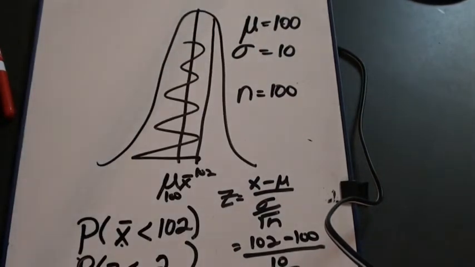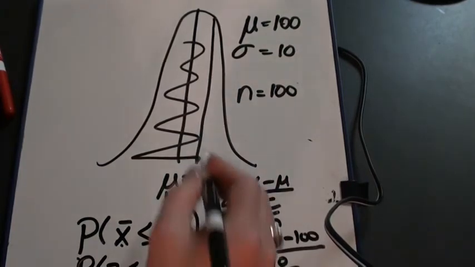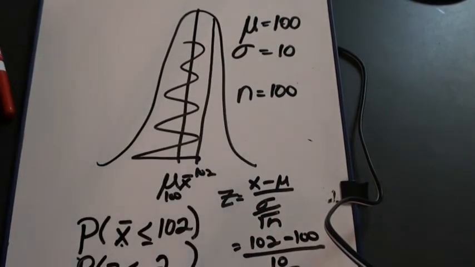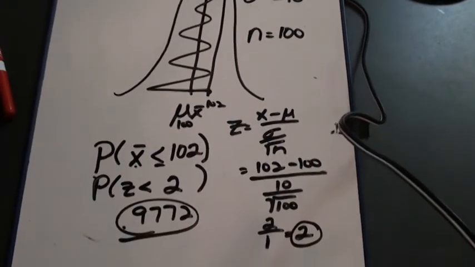Now again, you're going to do it just the same way. We're going to look up 2 in the table in your book. And the probability of 2 is 0.9772. Because this is a less than problem, that is your final answer. If it had been a greater than, you would have said 1 minus that number, and that would have been the answer.